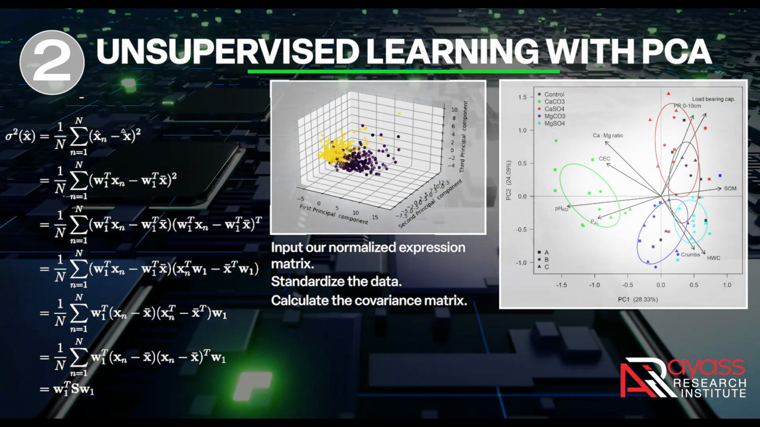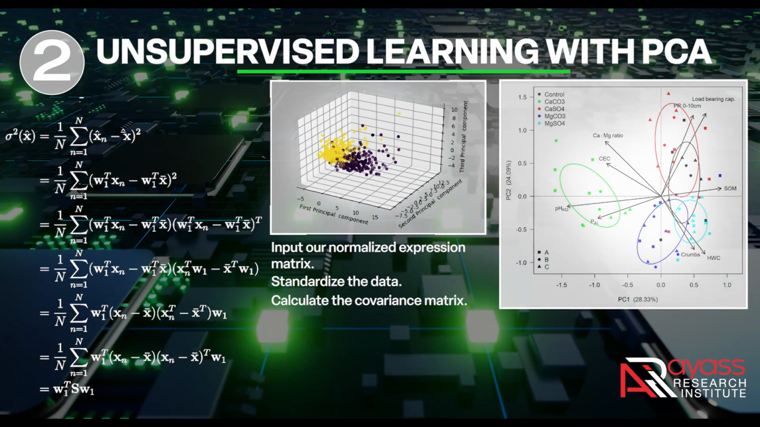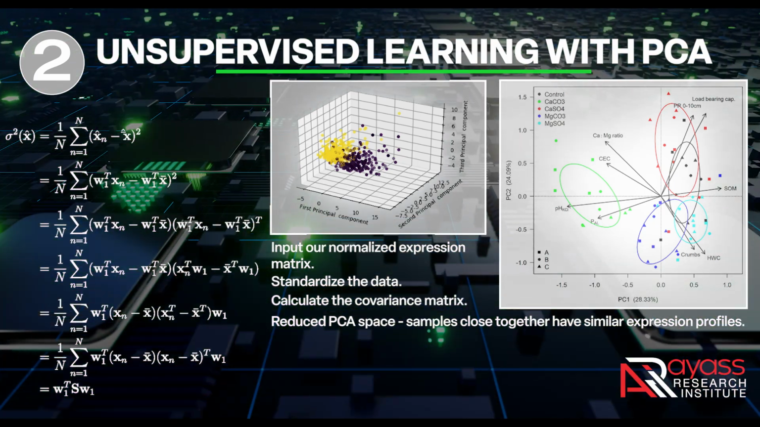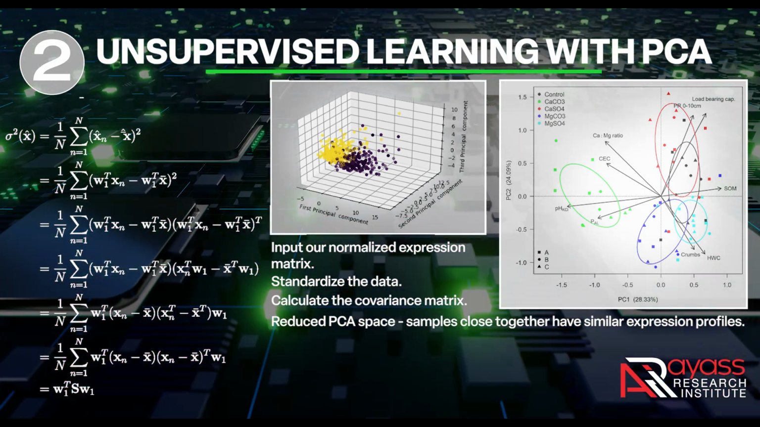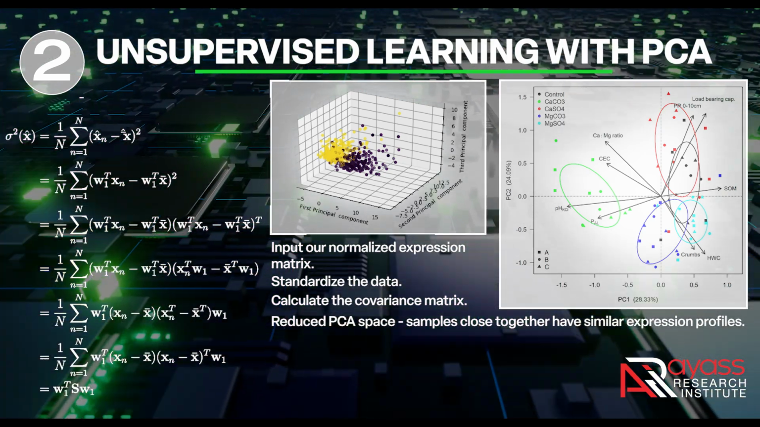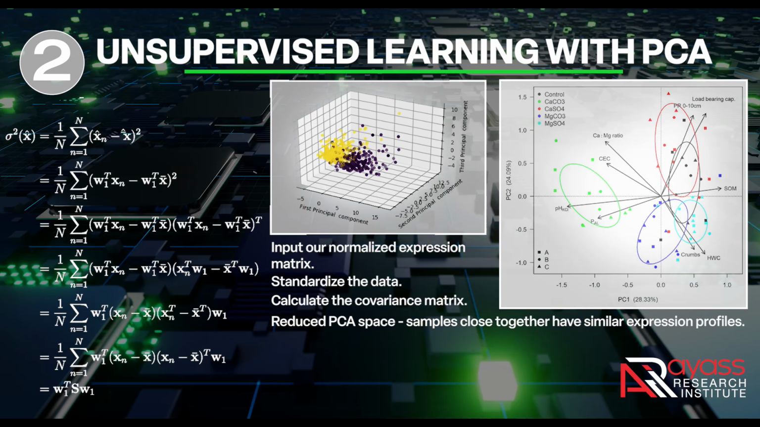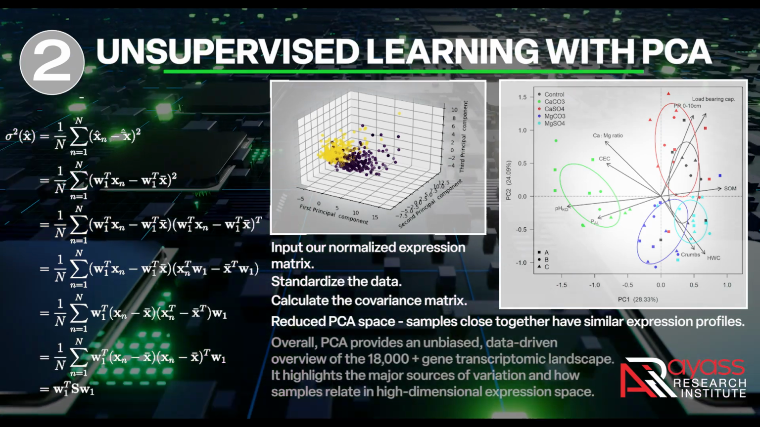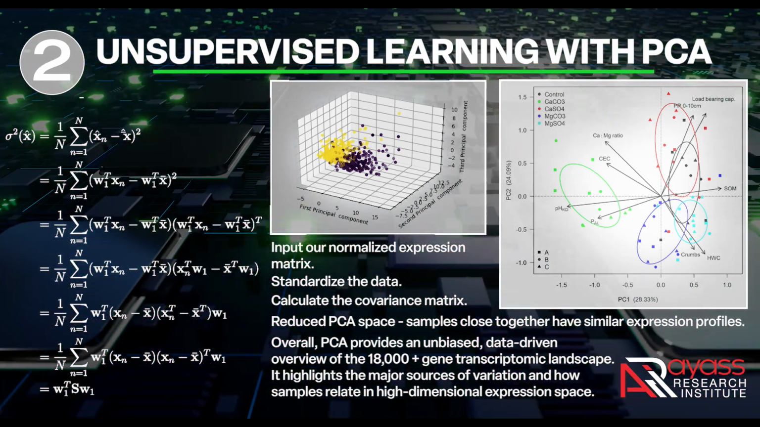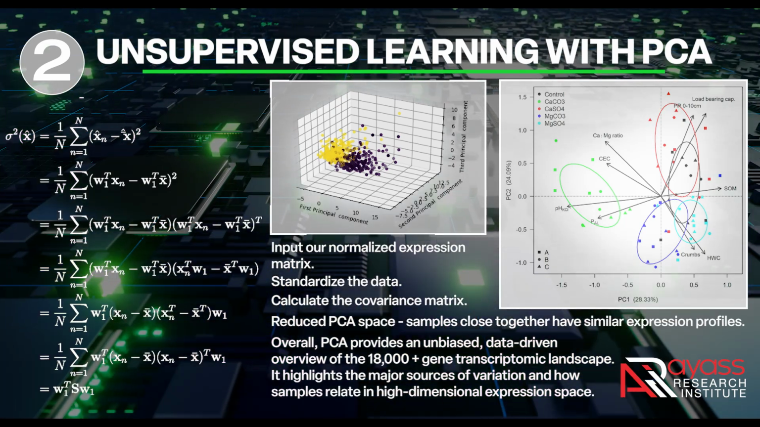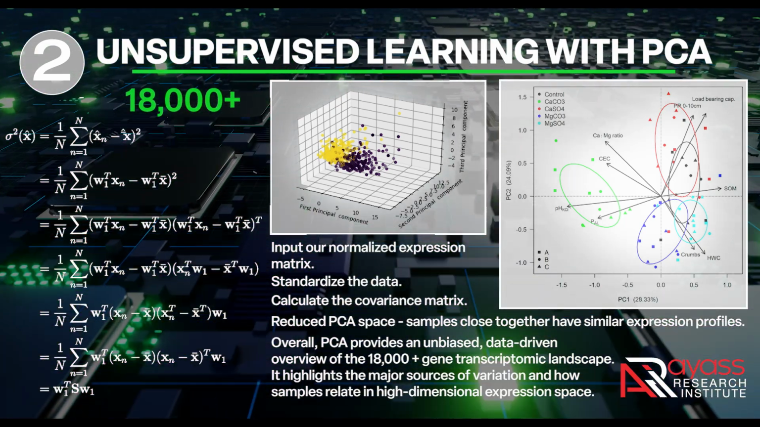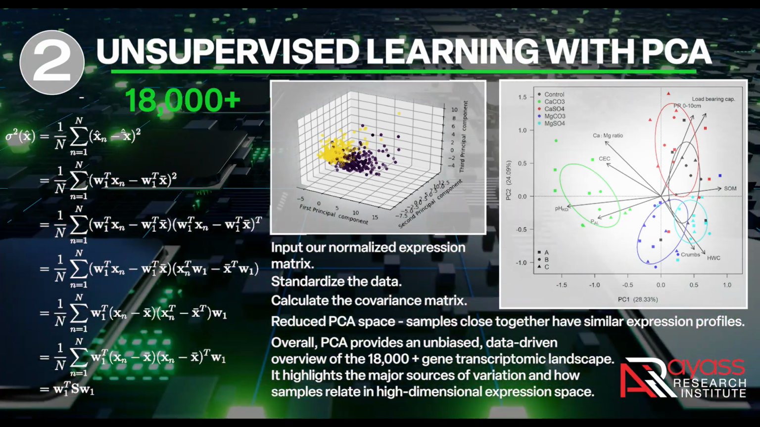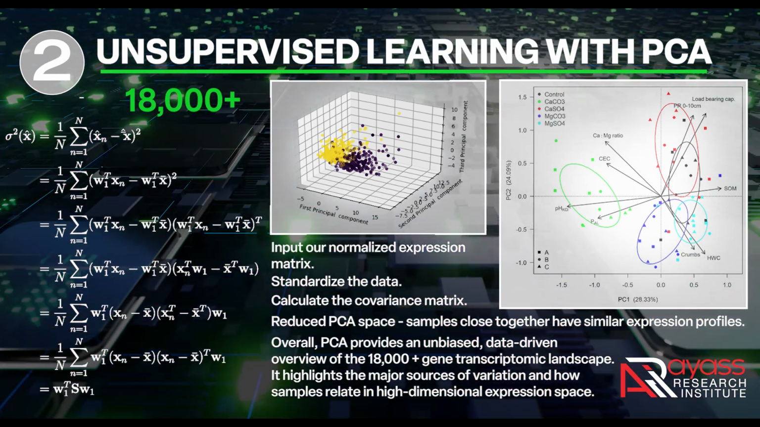By projecting each sample onto the first few principal component axes, we can visualize them in a reduced PCA space. Samples close together have more similar expression profiles. We can also examine the gene loadings on the top PCs to reveal clusters of correlated genes driving phenotypic differences. Overall, PCA provides an unbiased, data-driven overview of the 18,000-plus gene transcriptomic landscape. It highlights the major sources of variation and how samples relate in high-dimensional expression space.